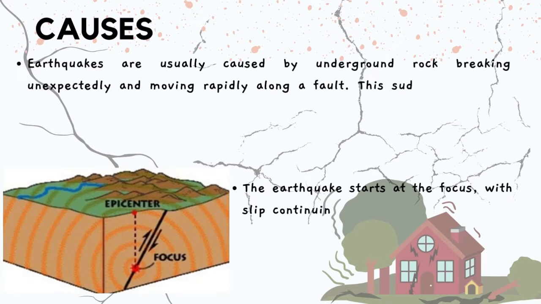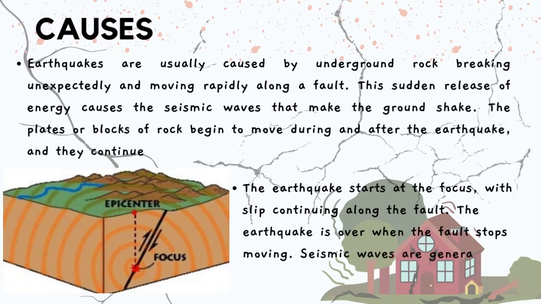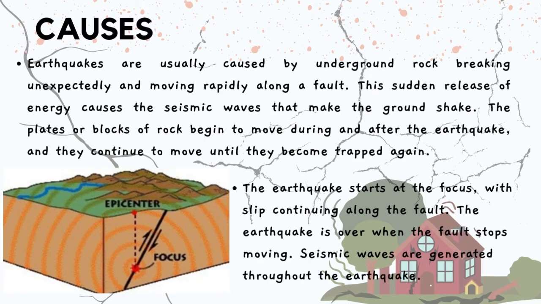Earthquakes are usually caused by underground rock breaking unexpectedly and moving rapidly along a fault. This sudden release of energy is carried by seismic waves and makes the ground shake. The plates or blocks of rock begin to move during and after the earthquake, and they continue to move until they become trapped again. The earthquake starts at the focus, with slip continuing along the fault. The earthquake is over when the fault stops moving. Seismic waves are generated throughout the earthquake.